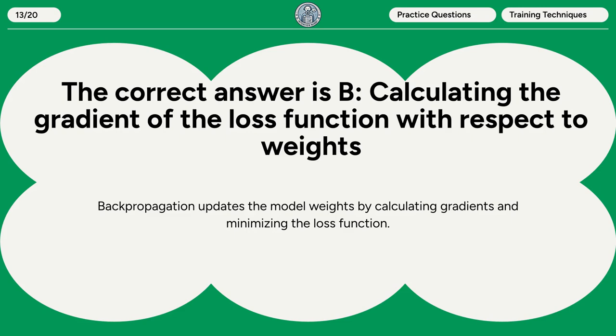The correct answer is B. Calculating the gradient of the loss function with respect to weights. Backpropagation updates the model weights by calculating gradients and minimizing the loss function.